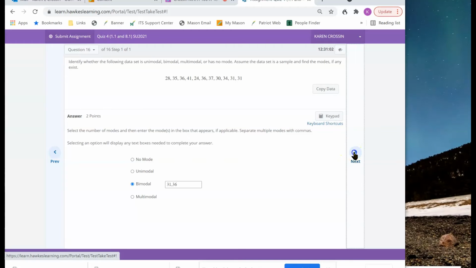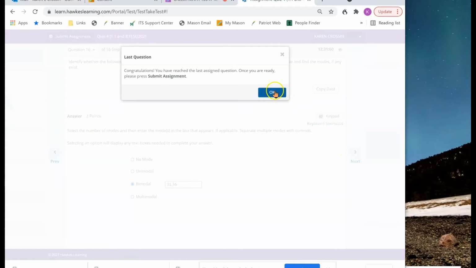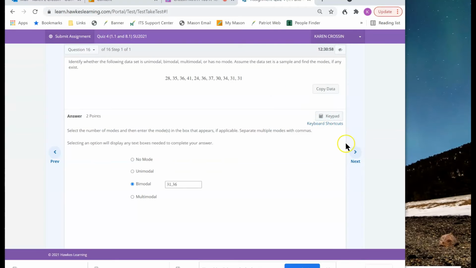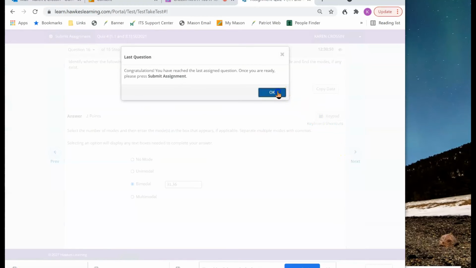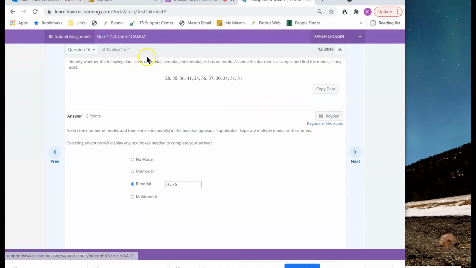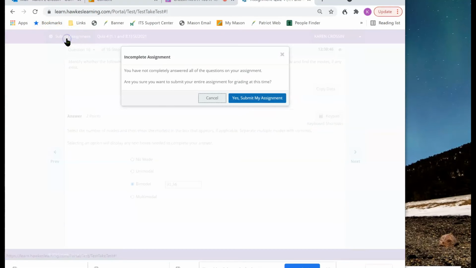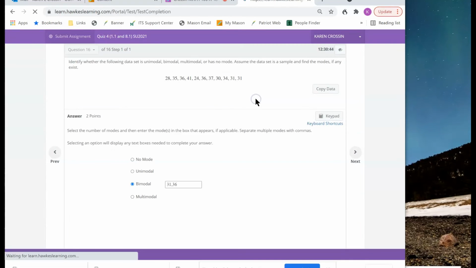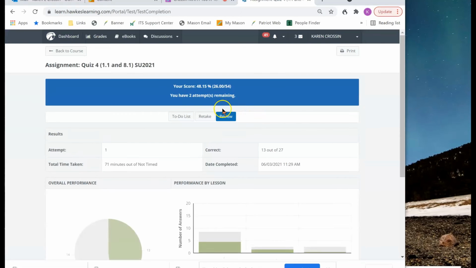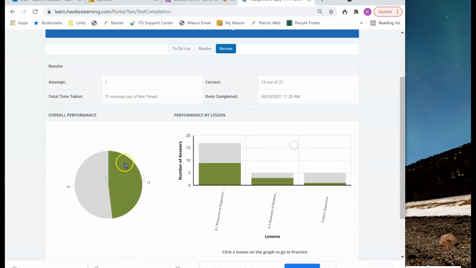Okay, so next, we've done everything. I'm going to submit it even though we're not done, and then you can review it and print it. How do I turn it in? It's on the upper left, submit. I've never done this before. Okay, submit assignment. I'm not done, but yes. And what I want to show you is that you can review it, even though we didn't do half of it.